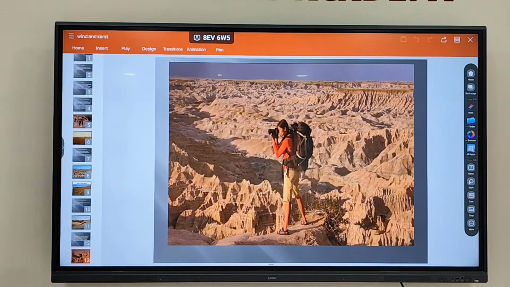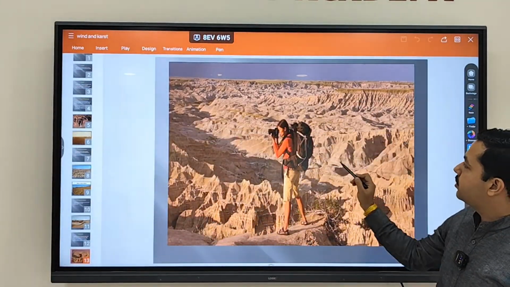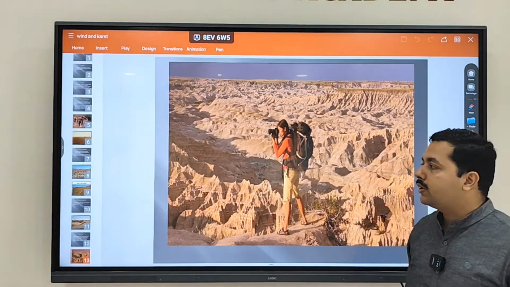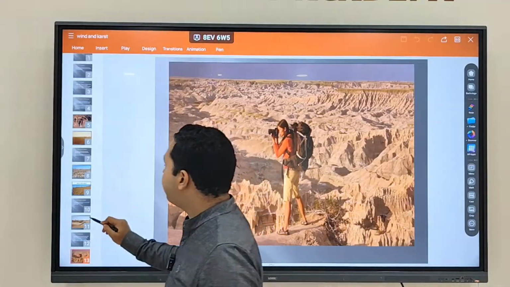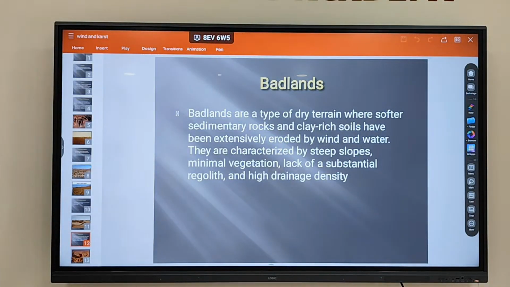Now here you are not finding something very proper. The ground, if you see, it is what? Up and down, up and down. You can see some up, some down. It is not a proper smooth thing that you are finding, and that's why this is referred to as badlands. These are referred to as badlands.